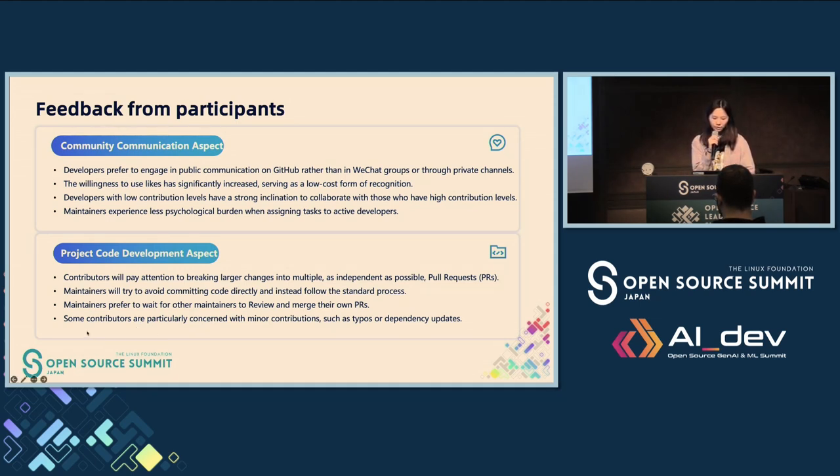Some contributors are particularly concerned with minor contributions such as typos or dependency updates, which previously existed as problems in the community, but no one bothered to fix.